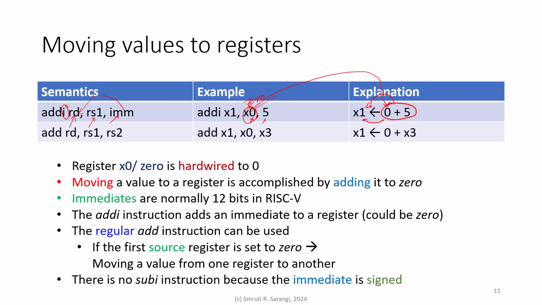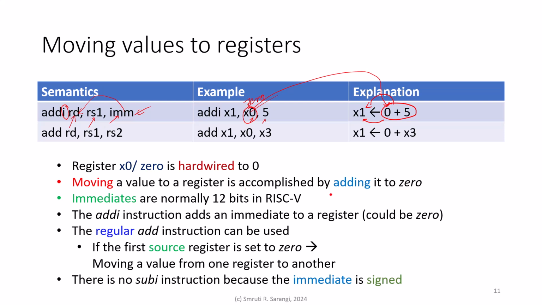Of course, you're not forced to use x0 here. Any other register can be used. In that case, we are simply adding the immediate value to the contents of the register. It's not moving, but we are incrementing it by whatever is the value in the immediate field. So this is one way of getting rid of one instruction. Also, we do not need a SUBI instruction, because the immediate is signed.